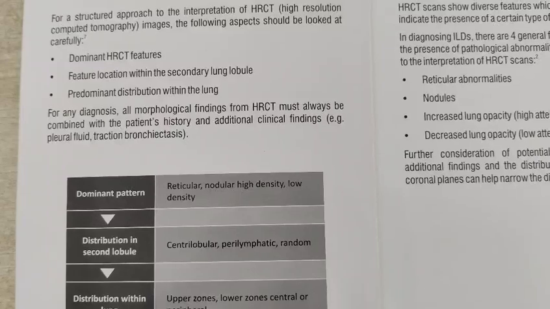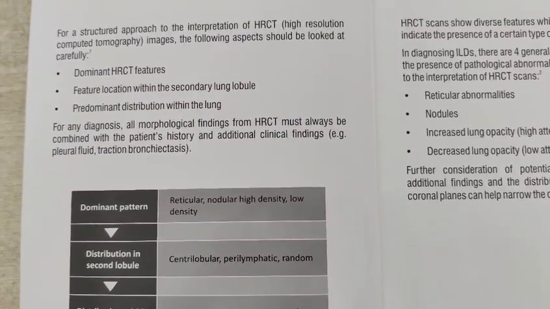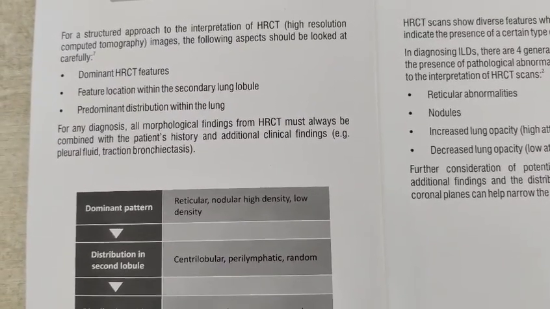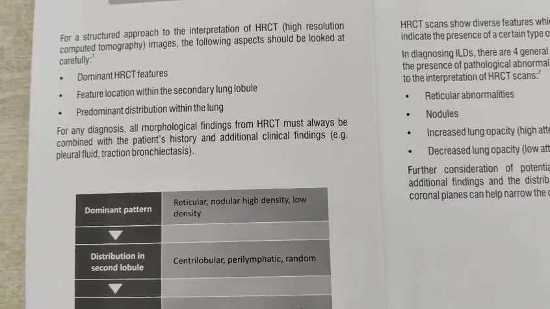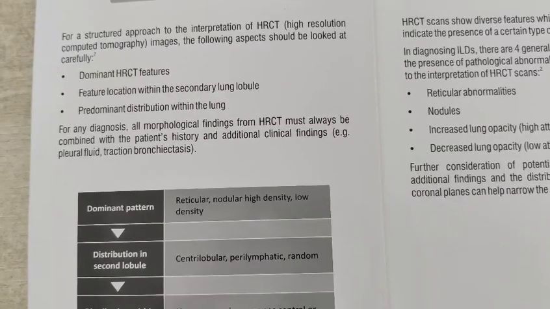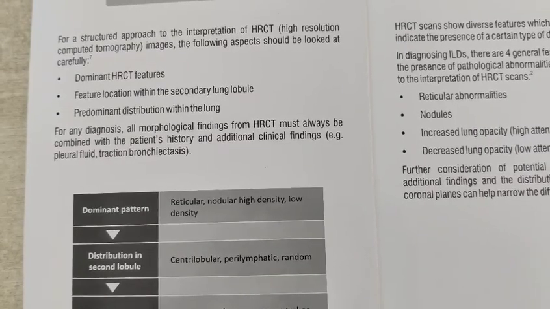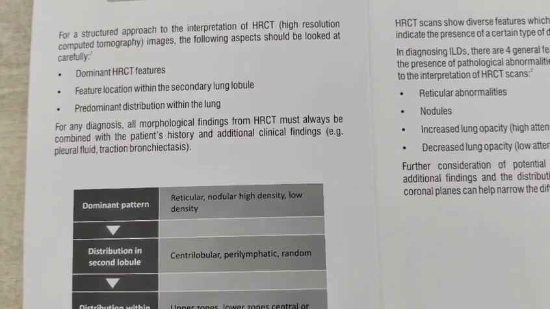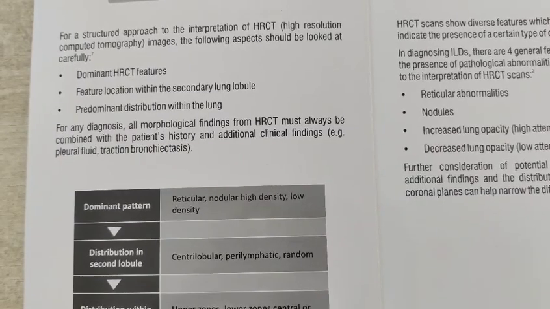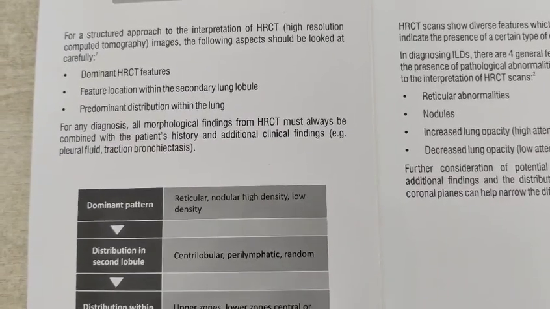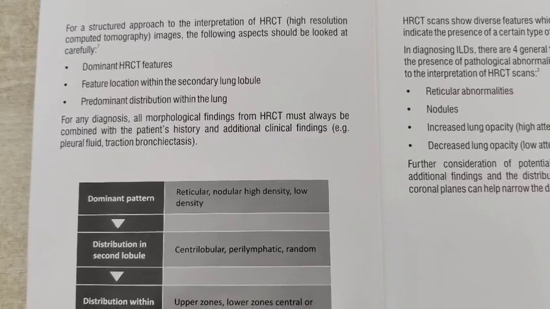For any diagnosis, all morphological findings from HRCT must always be combined with the patient's history and additional clinical findings like pleural fluid, traction bronchiectasis. The patient's history is the vital thing in clinical practice. From history and clinical examination only, we have to come to the conclusion, or at least to the differential diagnosis.